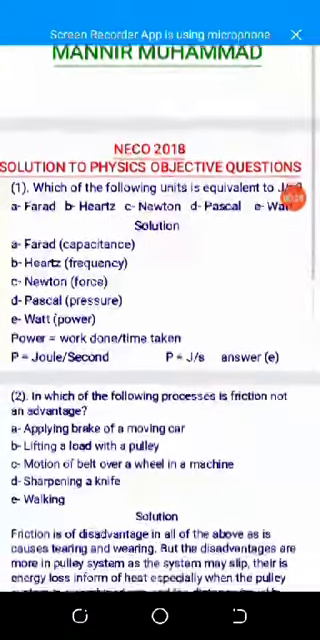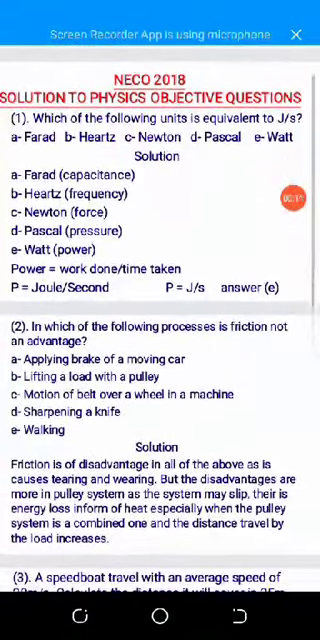So today we want to look at solutions of past questions, starting with NECO 2018. Of course, starting with the objective part of it. Question number 1 says: which of the following units is equivalent to joule per second? The options are Farad, Hertz, Newton, Pascal, and Watts. So we need to first analyze the options given to us.